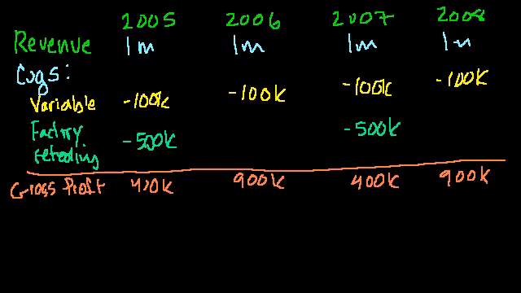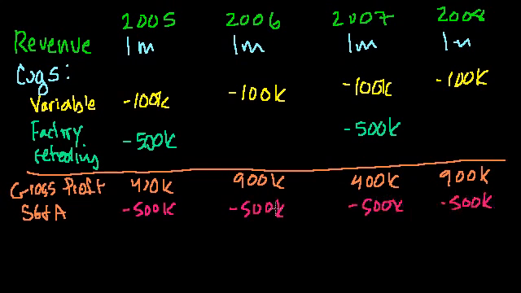And let's say that their SG&A, the selling, general, and administrative expenses, and I'll leave out marketing for now. Their SG&A, let's say it's another $500,000 every year. So minus 500. And that never changes. 500,000 every year.